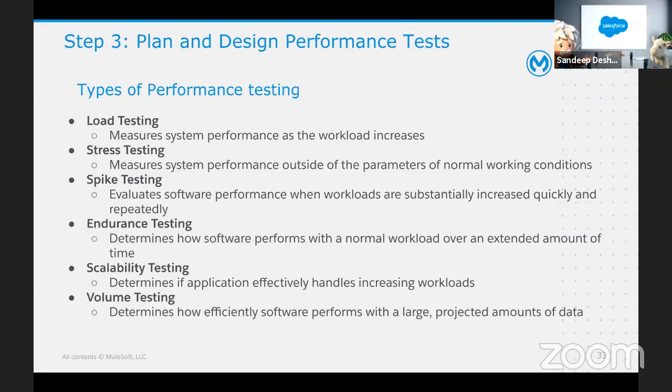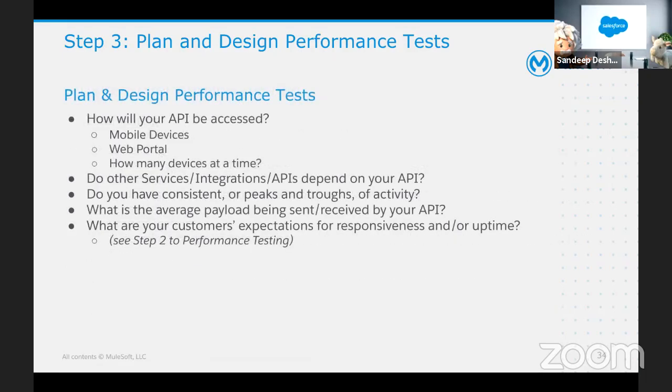Next is spike testing. So if you suddenly see a high volume of requests coming in, you would want to test that scenario as well. Spike testing is something that our retail customers use most of the time. Then we have endurance testing, which is about how long you can keep the same high workload for an extended amount of time. And scalability testing is about how the system performs when multiple users are logging in and using it.